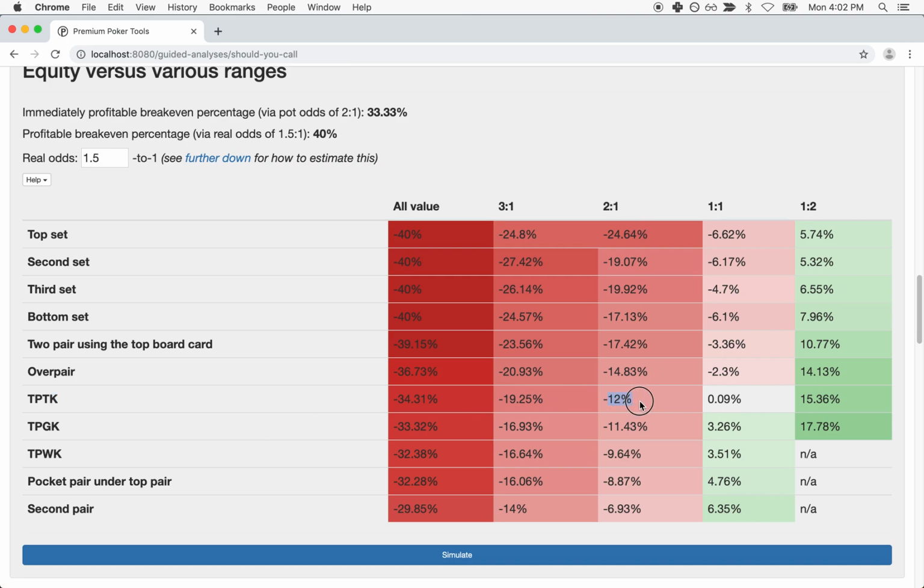So with these assumptions, we still don't have enough equity to call. We have 28% when we need 40%. So this is saying that we're 12% less than what we need. But if we move all the way over here to the 1 to 2 column, now this is saying that the value to bluff ratio is 1 to 2. So when they have twice as many bluffs as they do value bets, we have 15% more equity than we need. So we have 55%, we need 40%. So this is green now, showing that a call would be profitable.